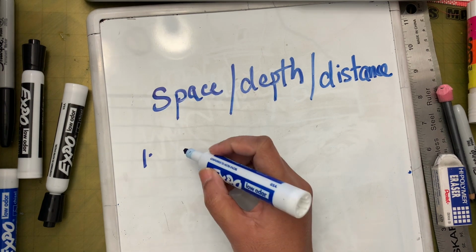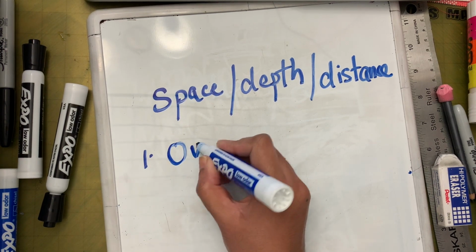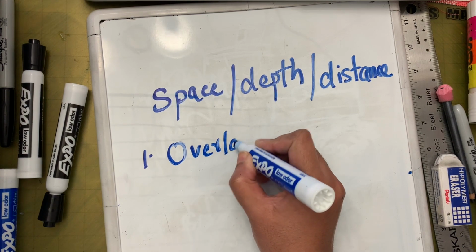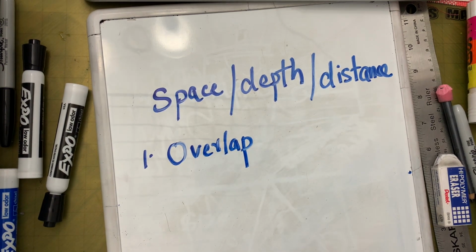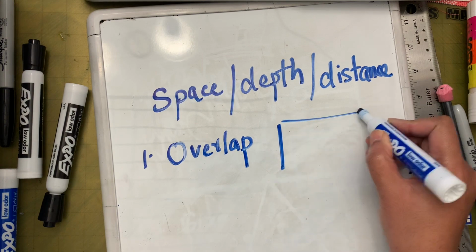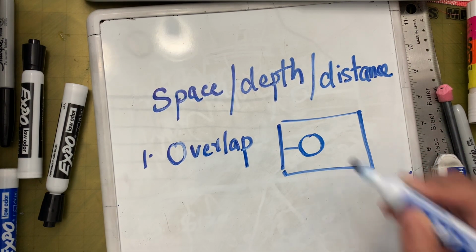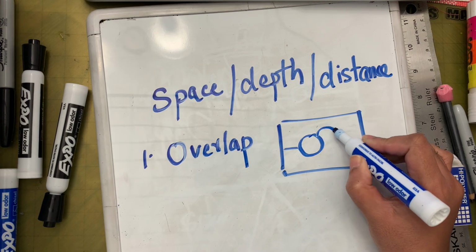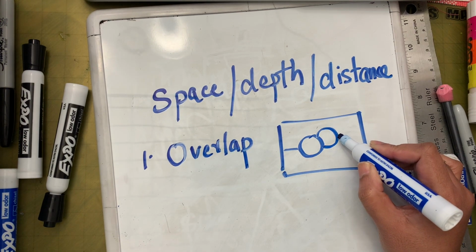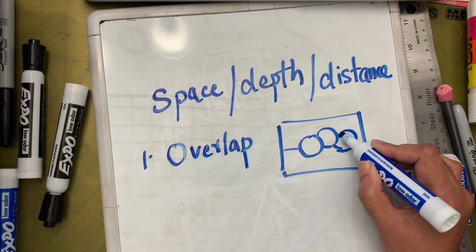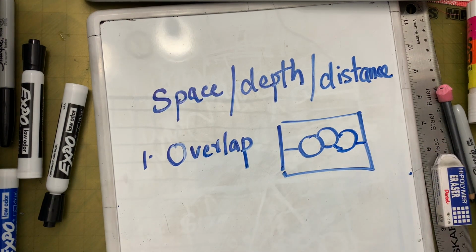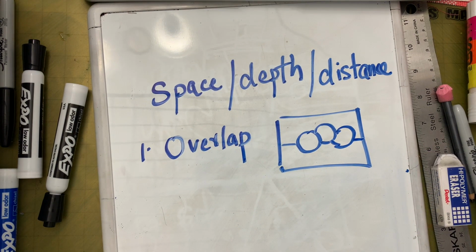So one method is called overlap. I know you guys have done this before, right? So overlapping is when you overlap things. Suppose this is a ball, when you put another ball behind or another one like this, overlapping, it looks like you are looking into the distance.